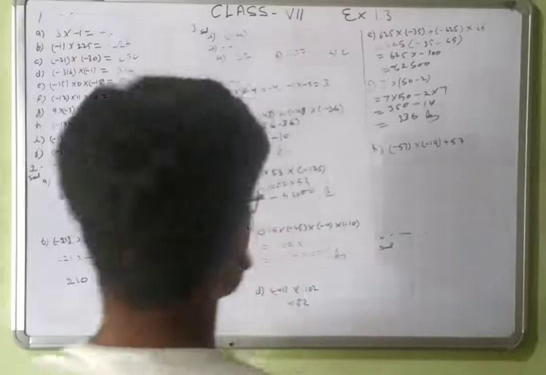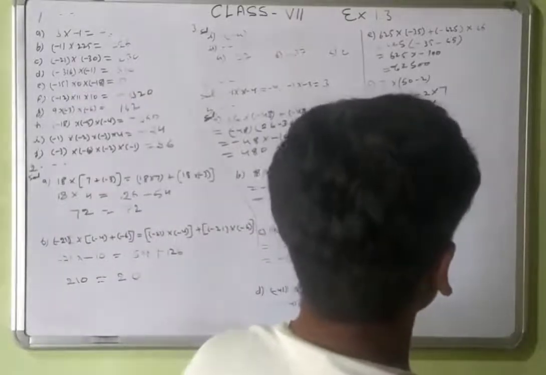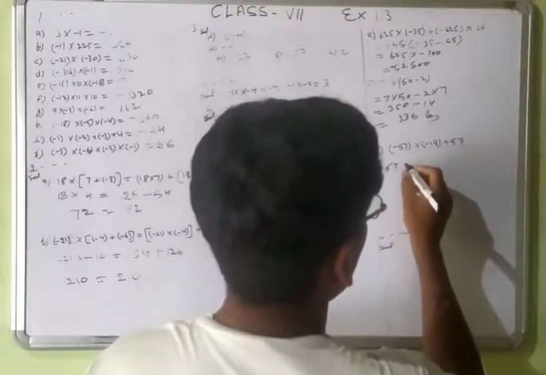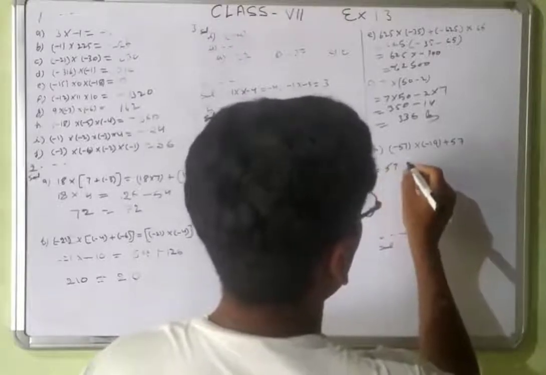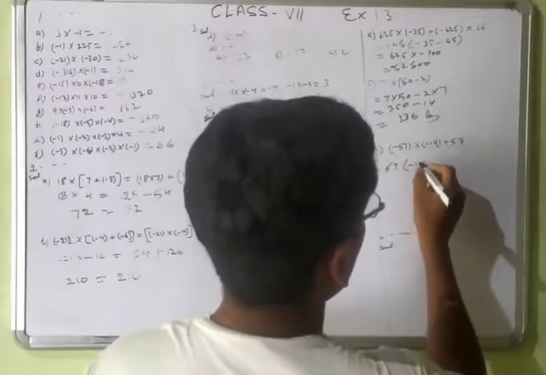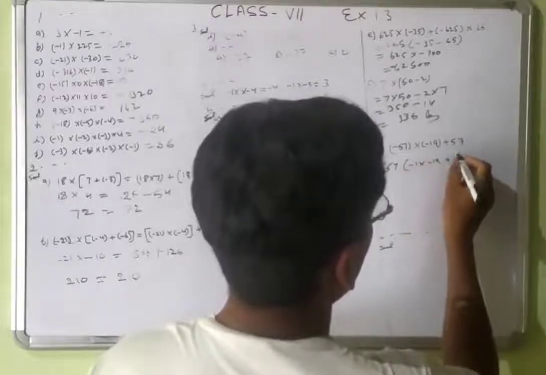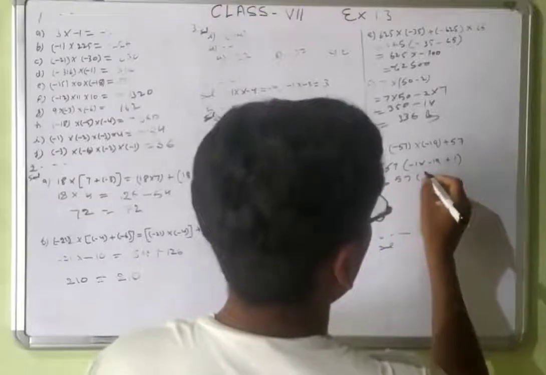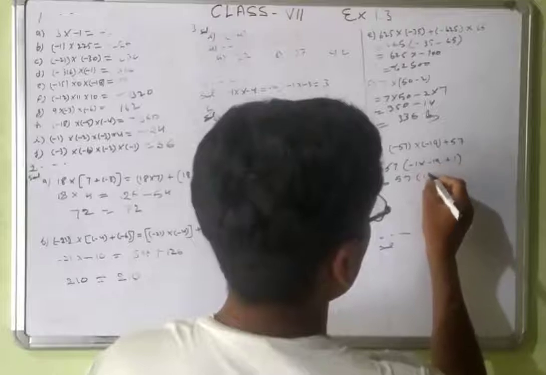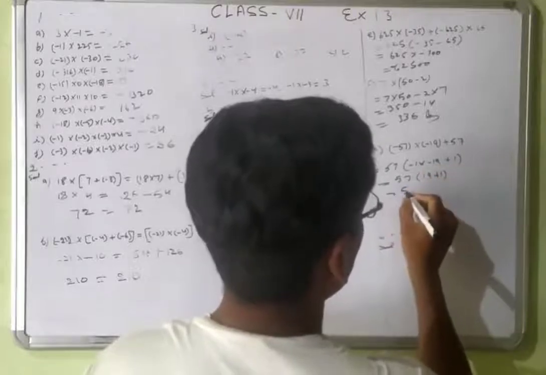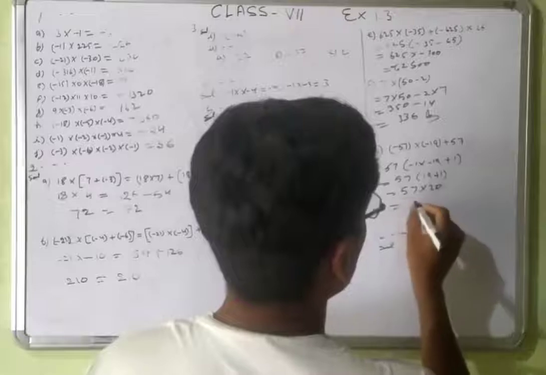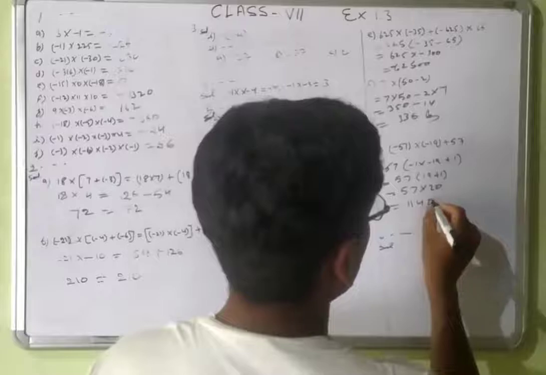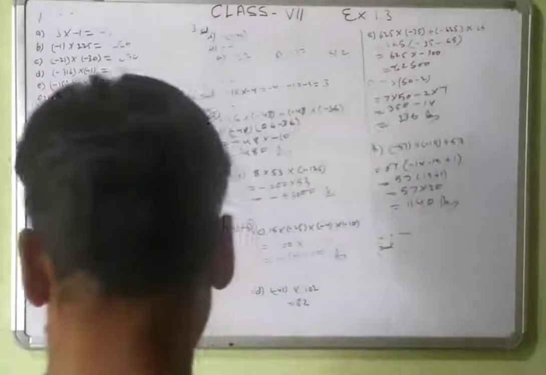336. G part, minus 57 minus 19 plus 57. So 57 we can take the common, so that will be minus 1 multiply minus 19 plus 1. So that 57, minus minus plus 19, 1 19 plus 1 is 20. 57 into 20. So 57 twos are 114, 2 fives are 10, 1 is 11. This is the answer.